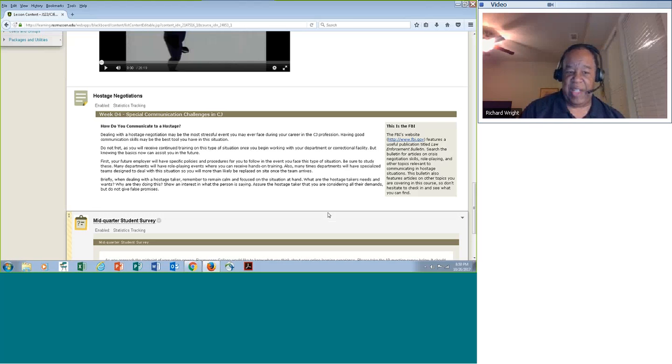So briefly, it says in the last paragraph of this, when dealing with a hostage taker, remember to remain calm, same kind of situation we were talking about earlier, and focused on the situation. Make sure that you give the hostage taker your undivided attention and find out what they want, what their needs are, what's going on with them, why are they doing this.